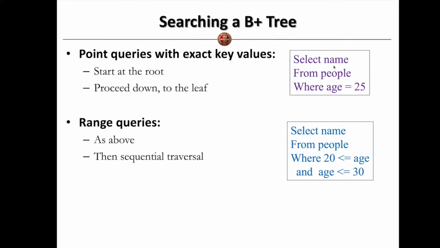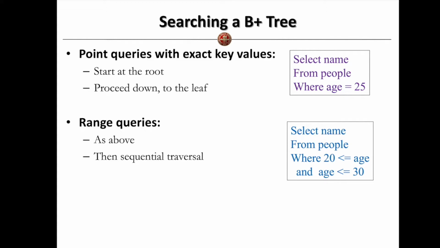We want to select name, this attribute, from people, this table, where age equals 25. And here let's assume we have an index table created for this age as the search key. If we have a query like this, how can we do the search process to find records matching this condition?